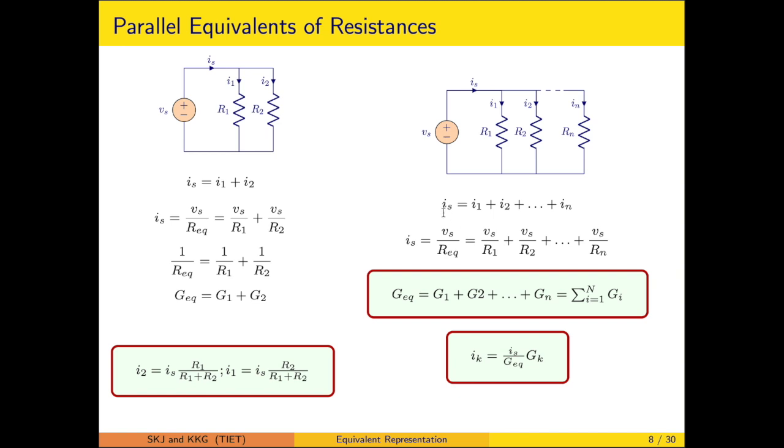This has been extended to the general case. So Is is equal to the sum of all the currents. When you are comparing the dimensions likewise, it gives you the equivalent conductance as the sum of all the conductances connected to that parallel node, and this is the expression of current division.